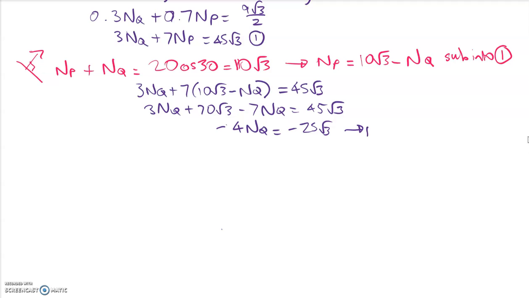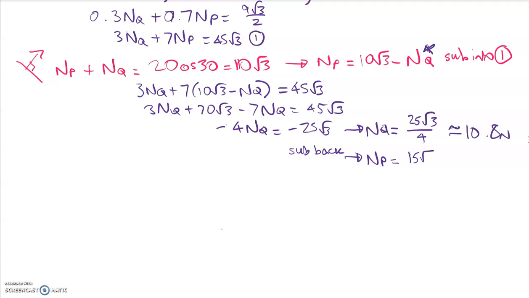And then that gives me NQ equals 25 root 3 over 4. Okay, which, if you work out on the calculator, is around 10.8 newtons. So you've got to sub back in to get NP. Sub back into here, and you get NP equals 10 root 3, take away this. So that's 40 root 3 over 4, take away this, which is 15 root 3 over 4. And that's approximately 6.5. Okay, so that's part A done.